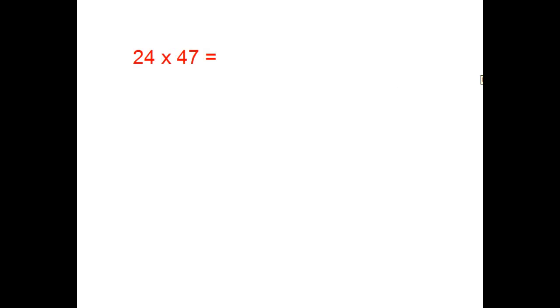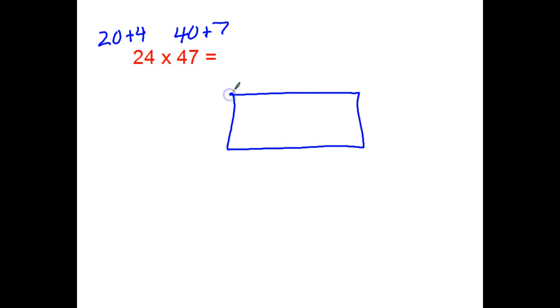Try another one. I'm going to take the 24 and divide it up into 20 plus 4. And I'm going to take the 47 and divide it into 40 plus 7. So this time, I'm really having 4 boxes. And I may not always draw them to scale because you just kind of know what's going to happen. It doesn't make any difference which order you put them. I'm going to put the 20 plus 4 on this side and the 40 plus 7 on this side.